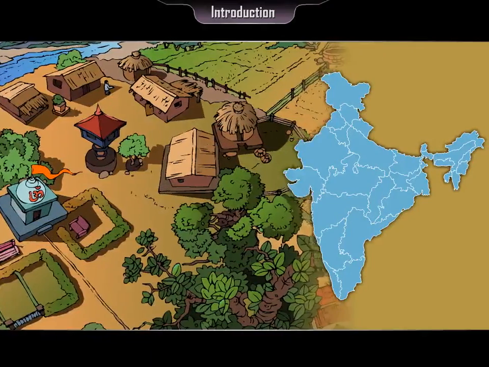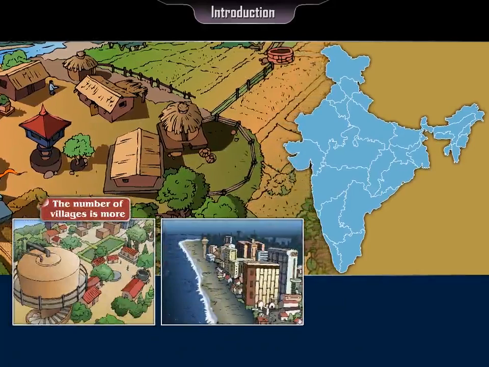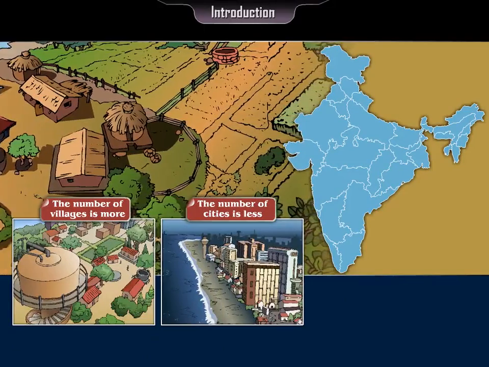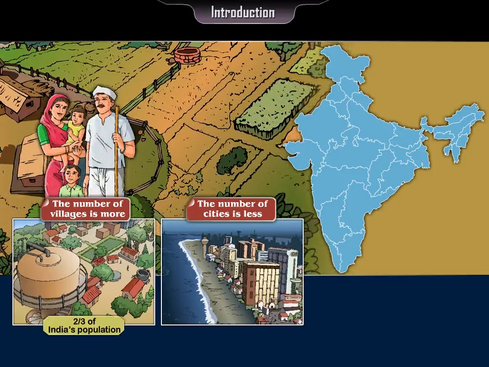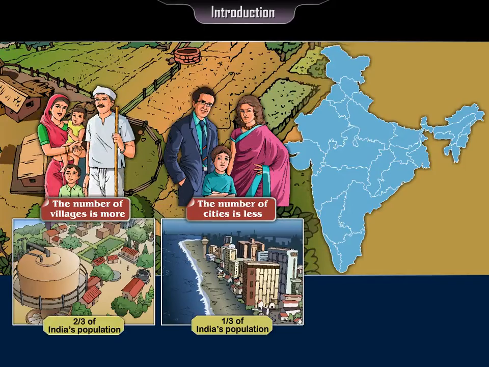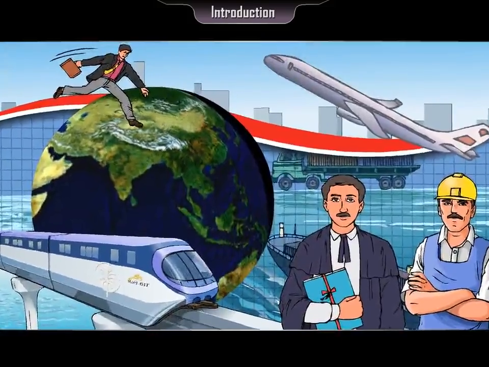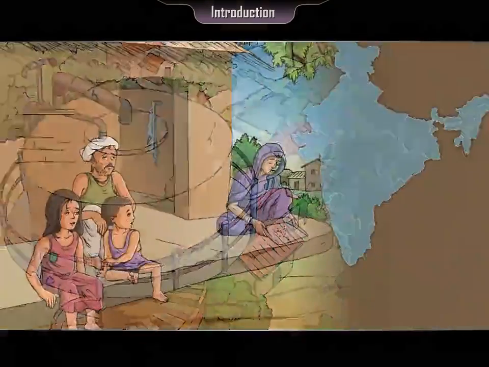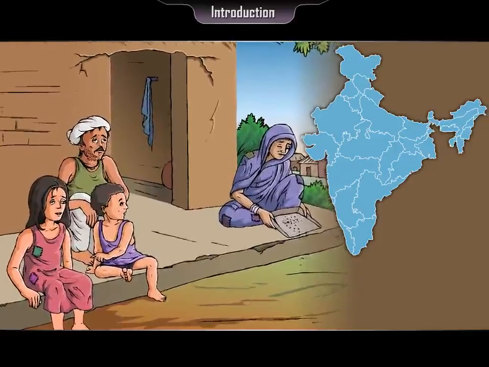India is described as a land of villages. That means the number of villages in India is more and the number of cities is less. About 2/3 of India's population lives in villages. Around 1/3 of India's population lives in cities. While development is faster in cities, it is very slow in villages. If there is no development in villages, we cannot say that India is prospering.